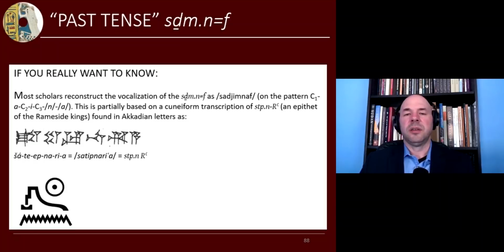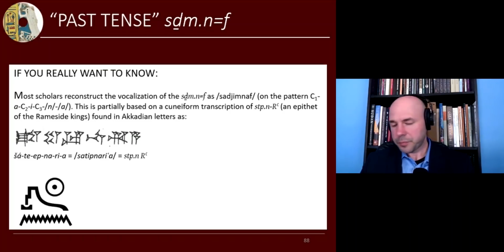That's where you see it most famously. And this epithet Setep-en-Re literally means the one whom Re, the sun god, has chosen. And we have a couple of examples written out in cuneiform where it's spelled out Sha-te-ep-na-ri-a, which probably stood for, at least in a slightly earlier pronunciation, something like Satip-naria.